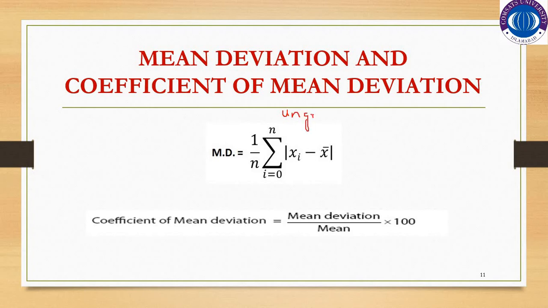As you know, in the formula for the grouped data we have seen, frequencies are involved in it. Here we have not involved the frequency in the formula. So this is the formula to find out the mean deviation for the ungrouped data.